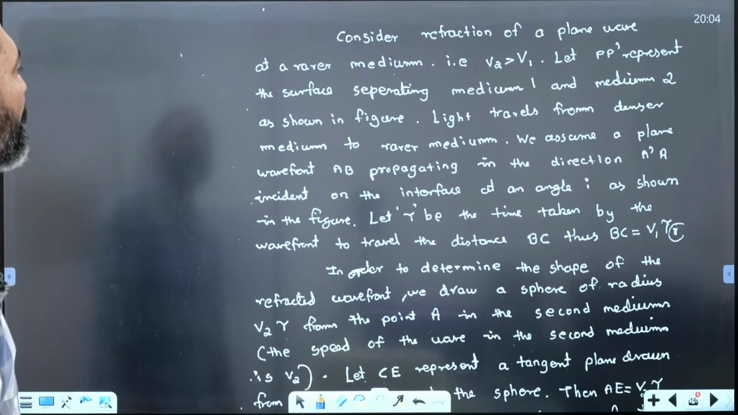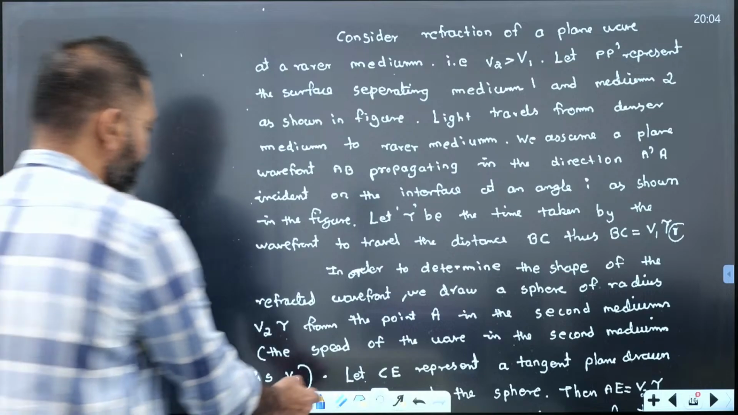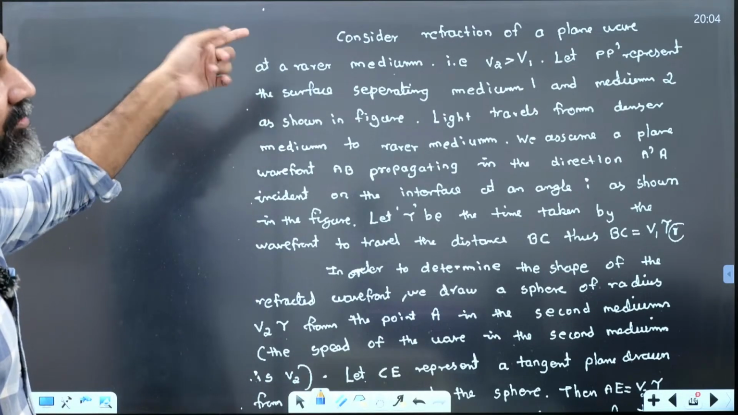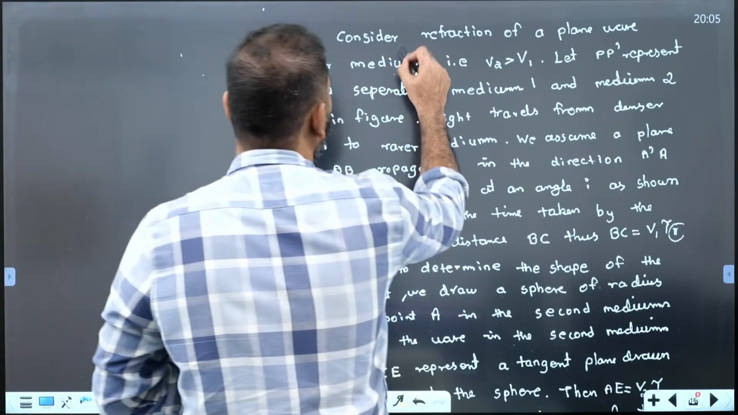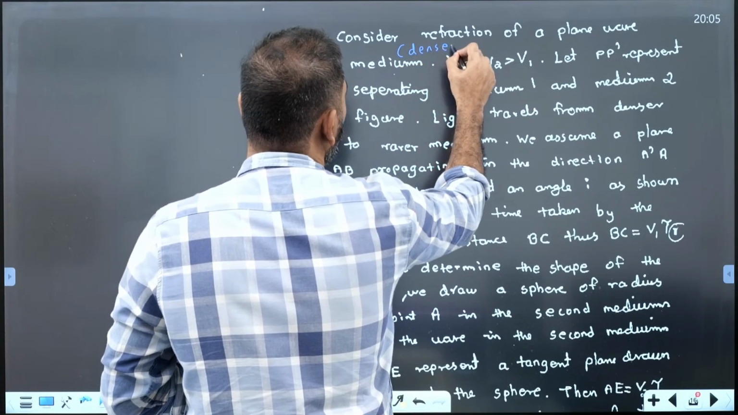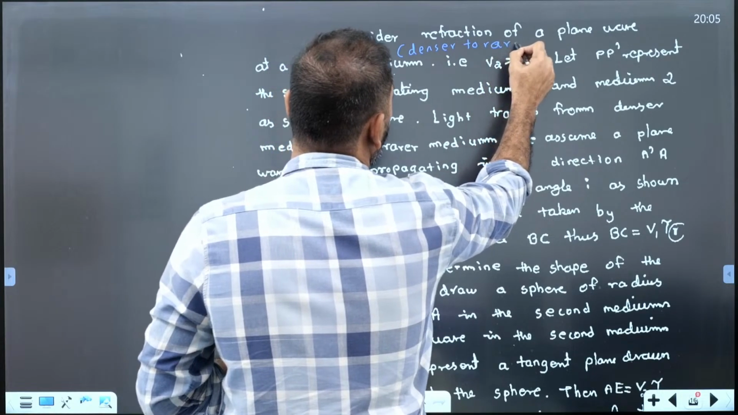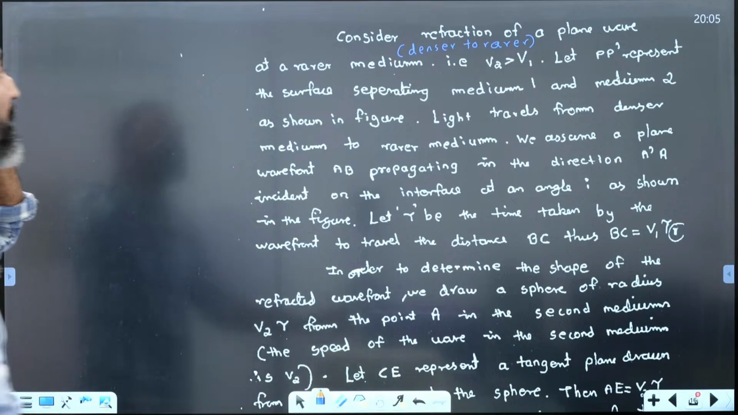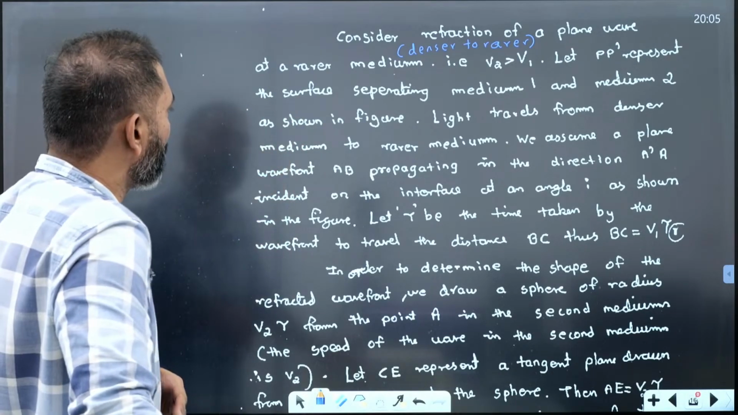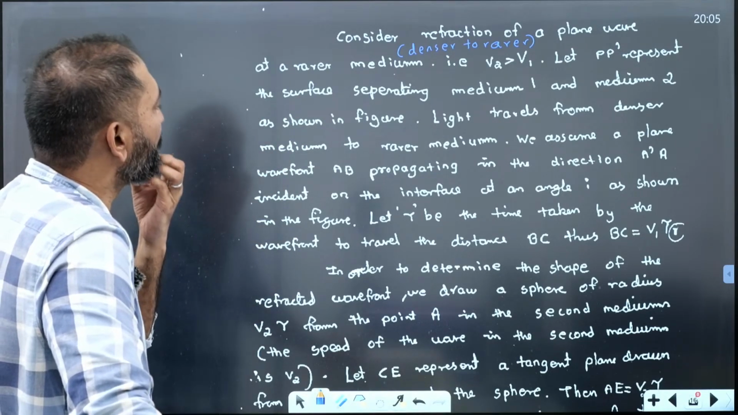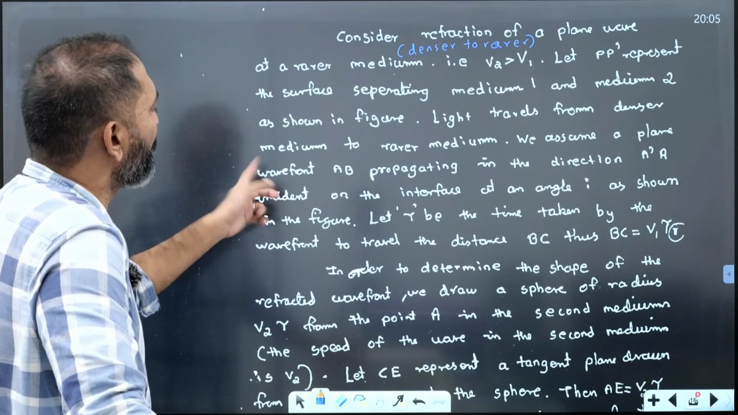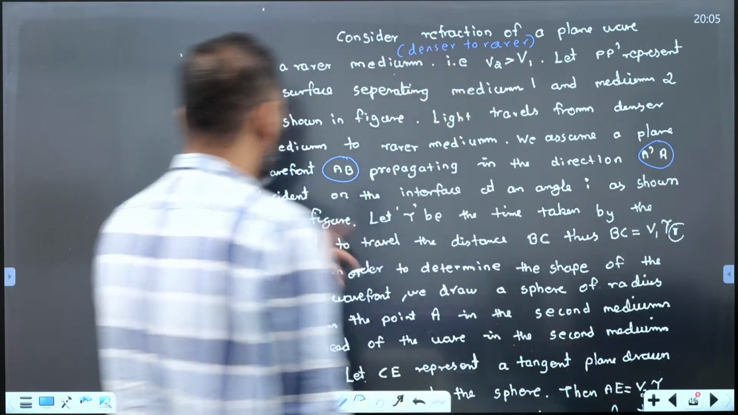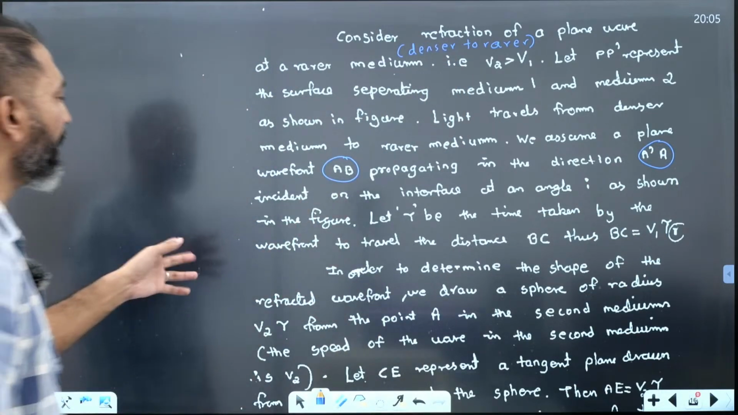Consider refraction of a plane wave at a rarer medium. So what is the case? Light ray traveling from denser to rarer. Rarer medium means light ray travels from denser to rarer. So what happens? Speed of light in the second medium will be greater than speed of light in the first medium. Let PP dash represent a surface separating medium 1 and medium 2 as shown in the figure. We assume a plane wavefront AB propagating in the direction A dash A. A dash A is the incident ray on the interface at an angle i as shown in the figure.